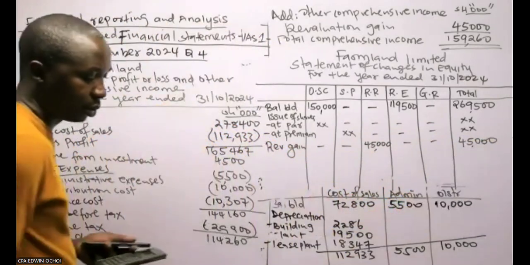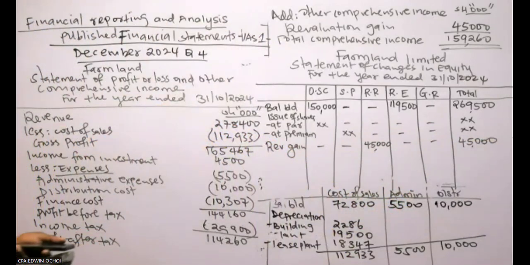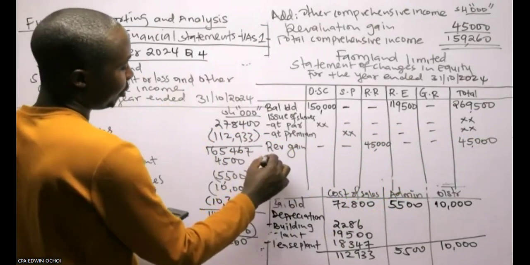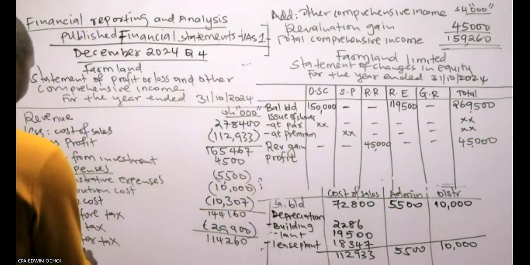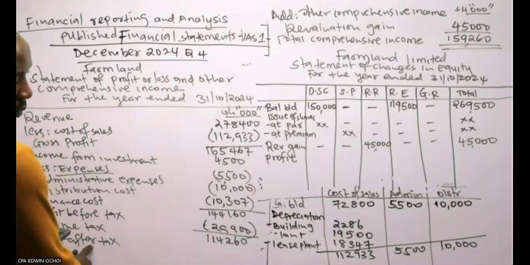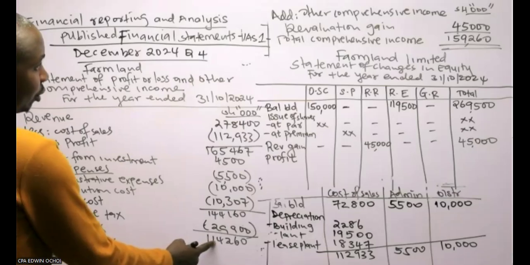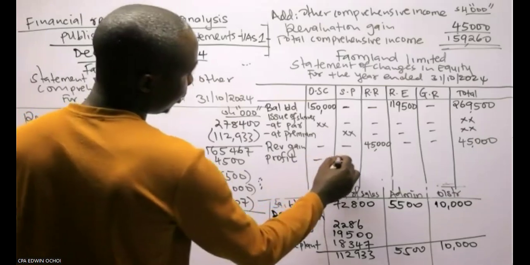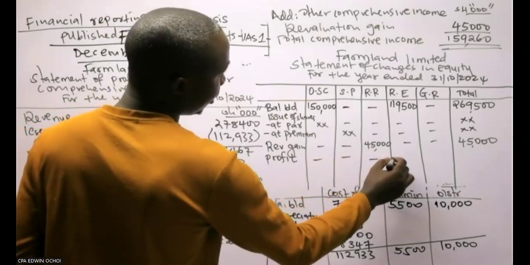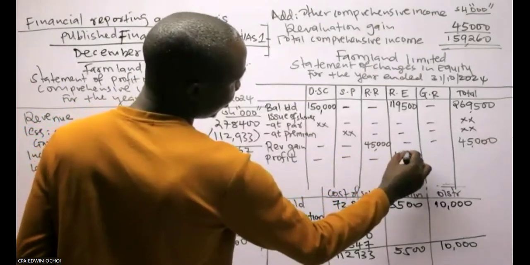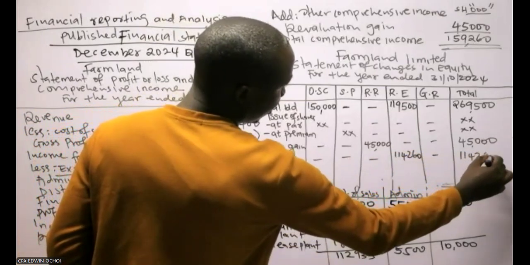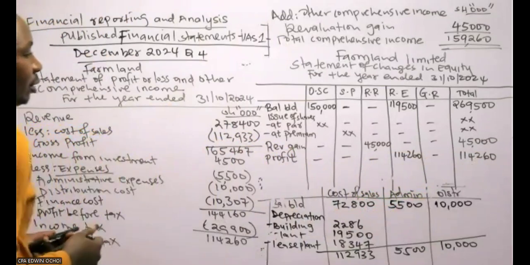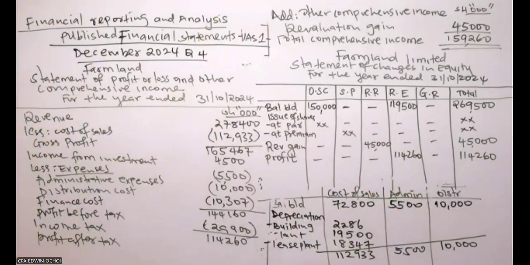And another thing you need to ask yourself, was there profit for the year? The one you have here, that is profit after tax. It is 114,260. It goes to the retained earnings. 114,260.